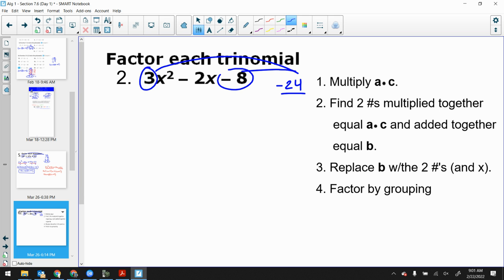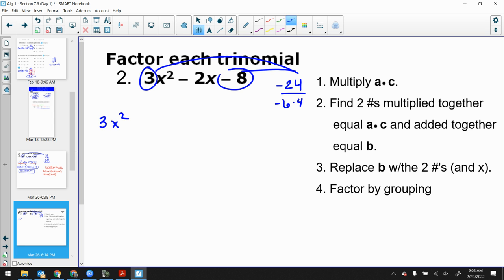Step 2, find 2 numbers that multiply together to equal A times C, in this case negative 24, and add together to equal B, which is negative 2. Okay, can anybody recognize those without making the list? Danielle? Negative 6 and 4. Very good. Negative 6, positive 4.